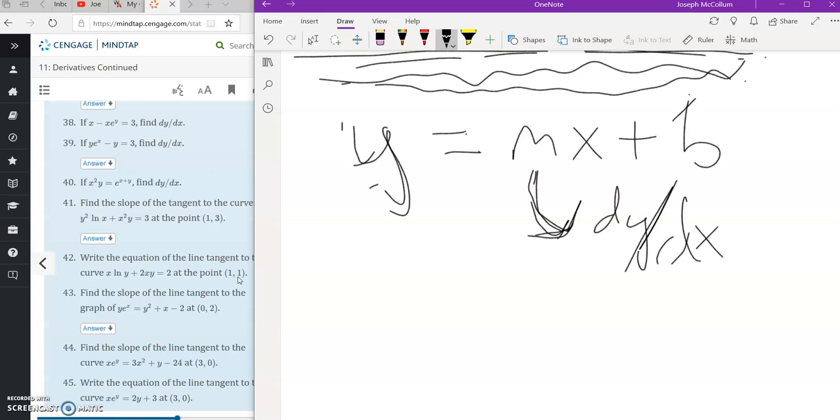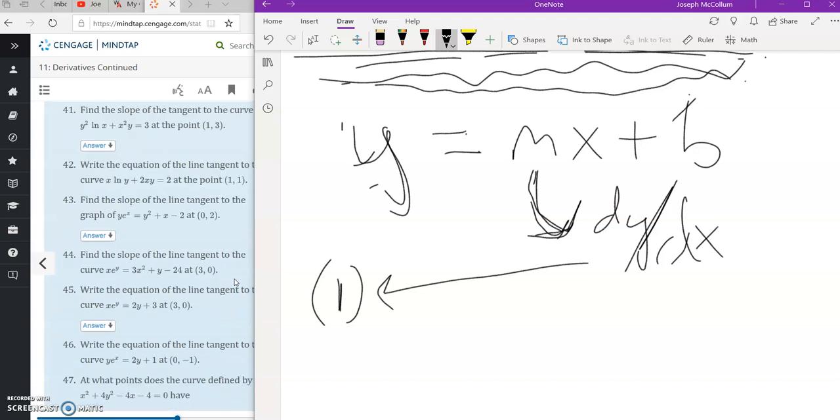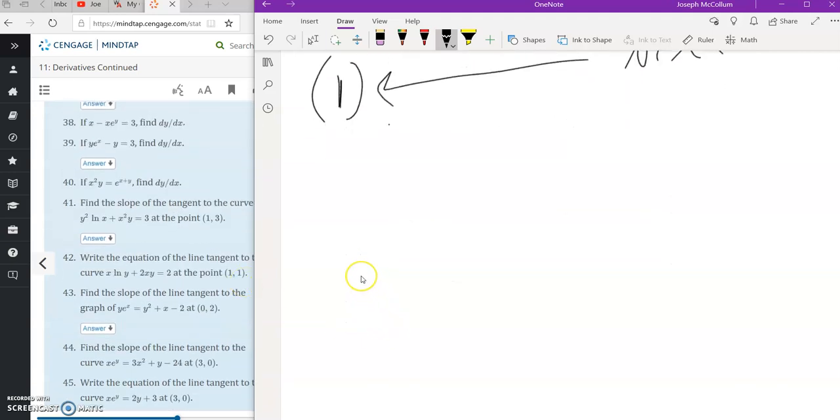So in this case, the first thing I gotta do is find dy/dx. So how do I do that? Well, I look at my equation over here. My equation is actually two product rules, because when you have anything in front of a log that's not a constant, so a variable in front of a log, you got to do a product rule. When you have two variables back to back, it is a product rule. So I'm going to be doing two product rules here.